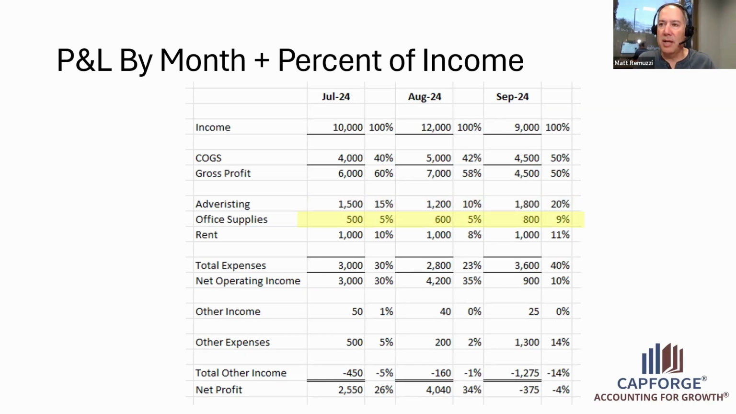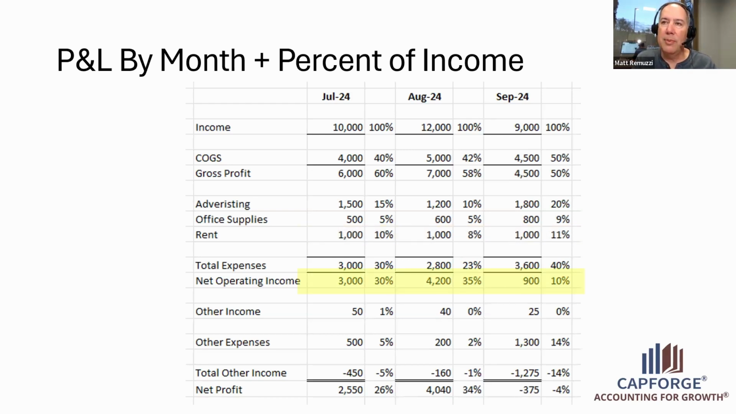Office supplies almost doubled, so none of those things are particularly good. Rent as a percent of income, even though the rent stayed the same number, goes up and down a bit because it stays fixed and income changes. So that's okay. I expect the rent to stay flat.